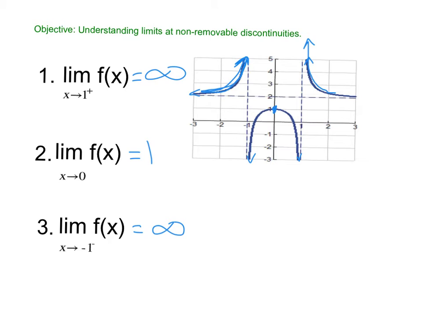So then what would be an example where the answer would be negative infinity? 1 from the left, right? X approaches 1 from the left. I'm left of 1, so I'm over here and I'm going down. That would be negative infinity because the y value is negative.